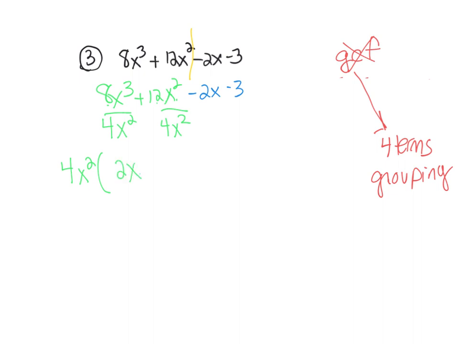a 2x plus 3. Now, here's what I need to be careful of when I go to start my second group. See how there's a negative sign here? What that tells me is that the greatest common factor of this group has to be negative. And when I look at 2x and 3, the only thing that's common between those two is a 1. So my GCF is going to be a negative 1.